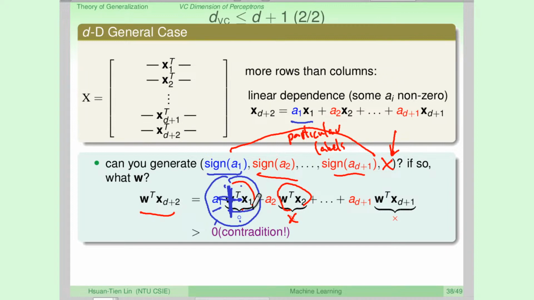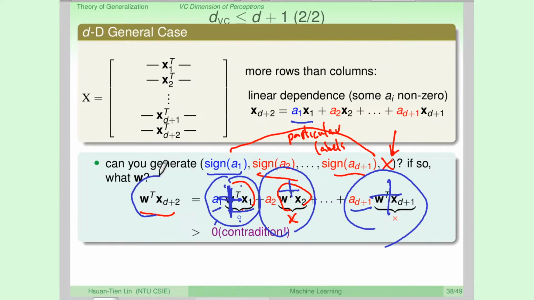We say that that particular W can achieve this, so it must output something that corresponds to the sign of A1, and that's positive. Similarly, this whole term is positive because it's A2 multiplied by the sign of A2. Now, this guy must also be positive because it's A(d+1) multiplied by something that corresponds to the sign of A(d+1). So all positive terms summing together, this result must be positive.